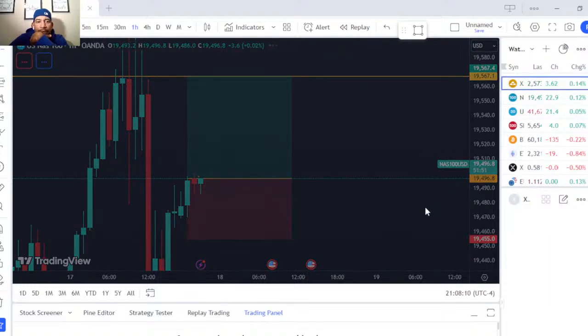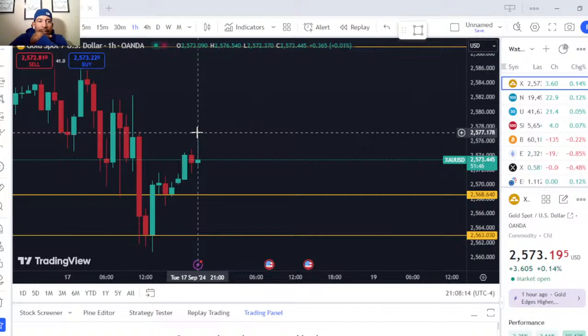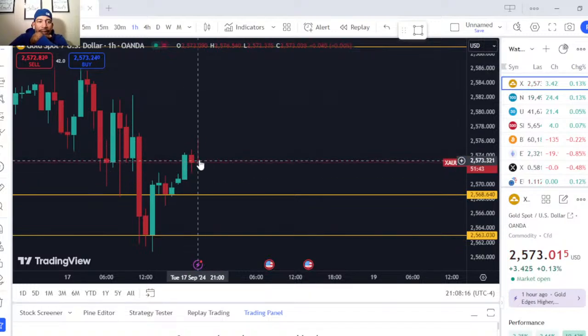A steeper wick here. They made this wick here, but then again, I want a steeper wick. I want to come down to this area. I would consider a buy position here, even if it's half risk. I would look to get in around here.